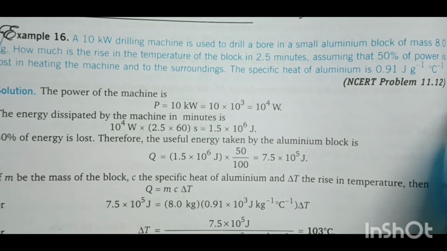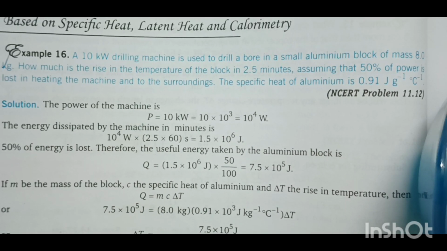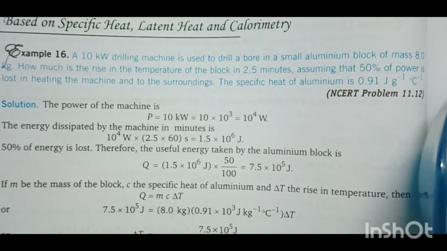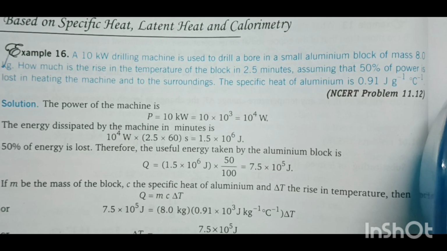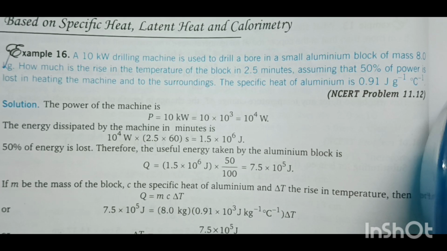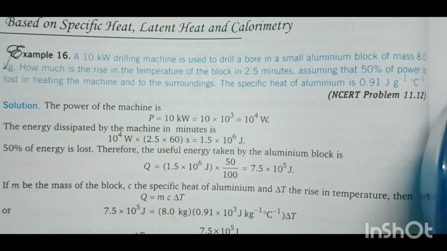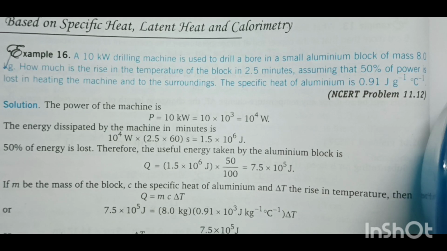A 10 kilowatt drilling machine is used to drill a bore in a small aluminium block of mass 8 kilogram. How much is the rise in temperature of the block in 2.5 minutes, assuming that 50% of power is lost in heating the machine and the surroundings? The specific heat of aluminium is 0.91 joule per gram per degree centigrade.